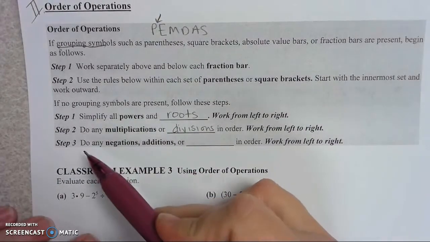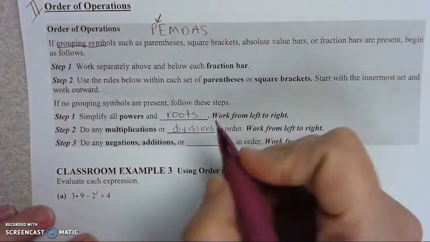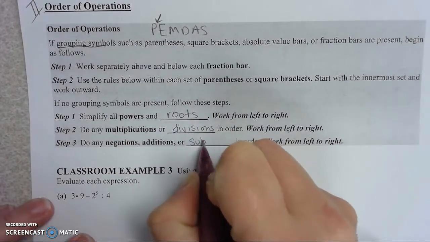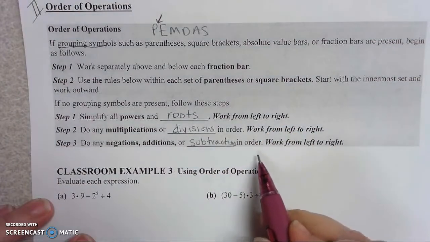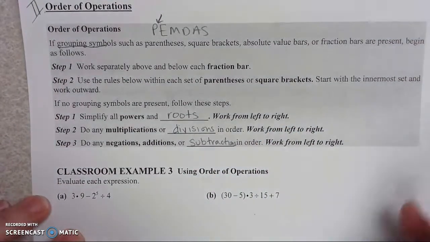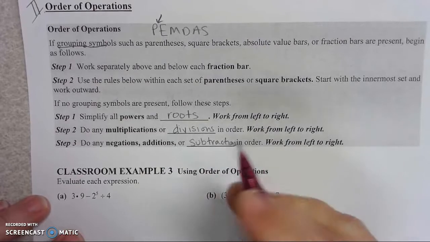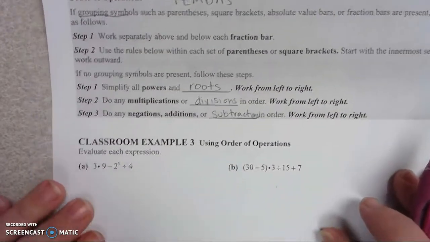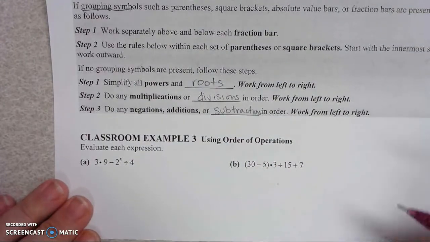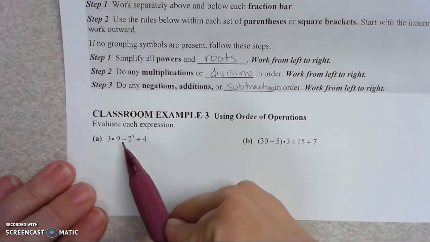And then the same thing goes for step 3. You want to do any negations, additions, or subtractions. And these are also in order, working from left to right. So always starting on the left side, moving to the right, just like if you were reading a book. Alright, so some examples of using the order of operations would be like this first one here.